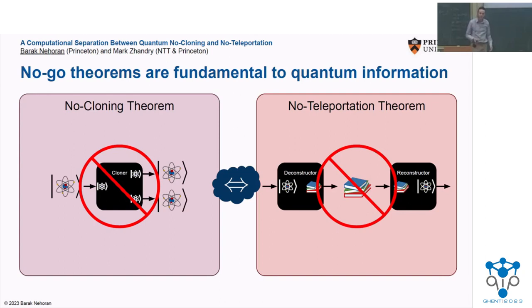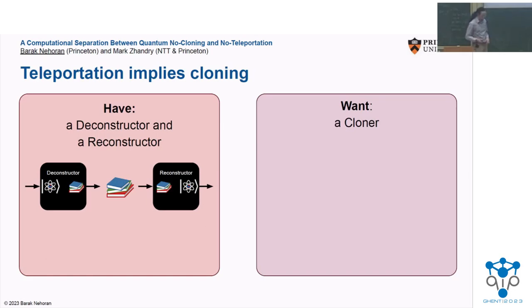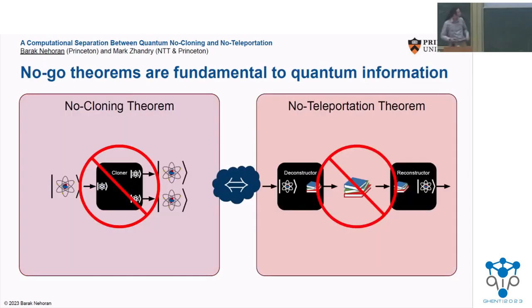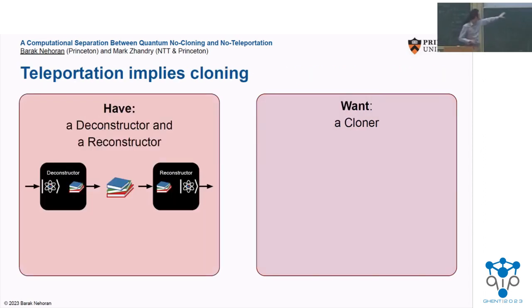So these two are in that sense equivalent. But in this talk, I'm going to challenge that notion. Specifically, the way that they're equivalent is if you don't consider computational efficiency. And so, how do we see that these two no-go theorems are equivalent? It's by something called a reduction. So we start with assuming that we can do teleportation.